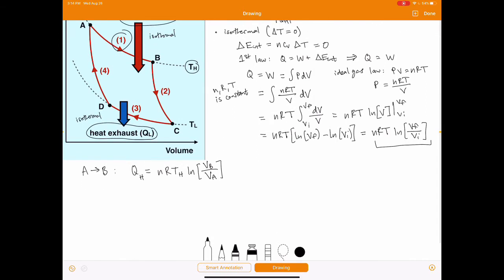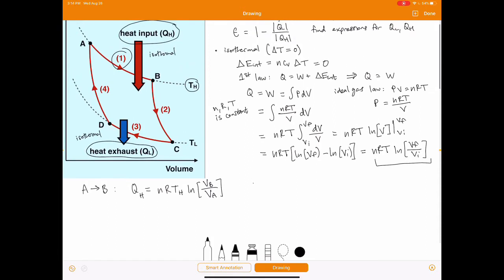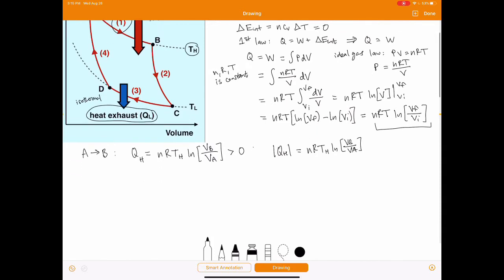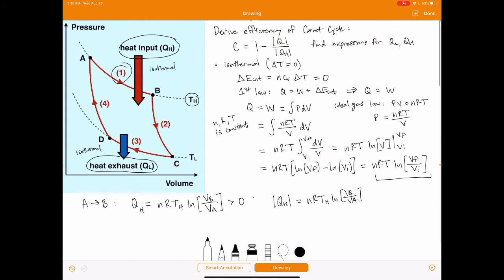Now, we care about absolute values here, so we have to be a bit careful. QH is positive. Okay, the heat's flowing into the gas during that process. So the absolute value is just the expression we came up with, nRT, TH that is, times ln VB over VA. So there's QH, and we're going to use that in our expression for efficiency.